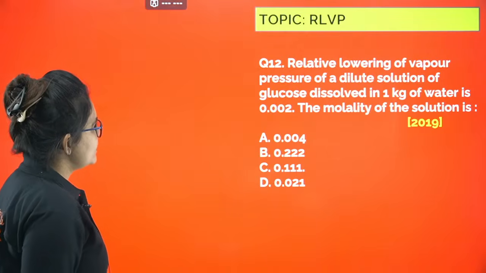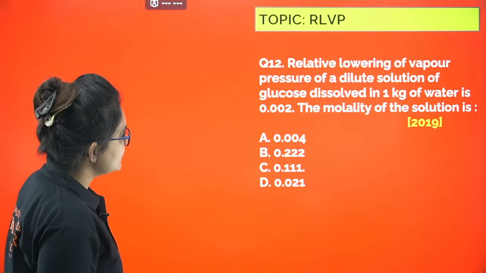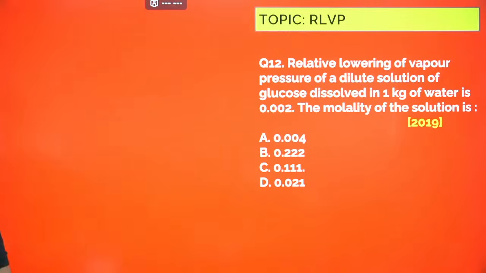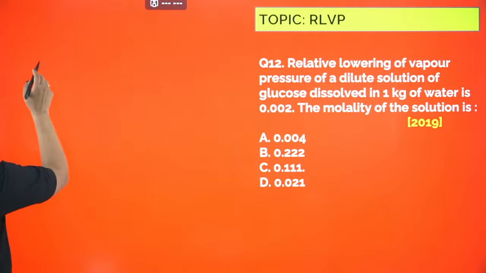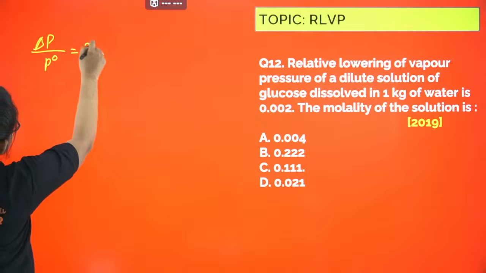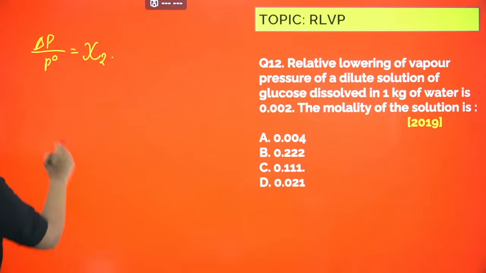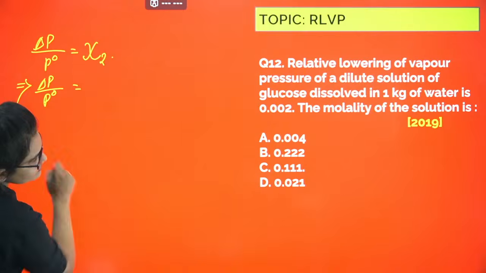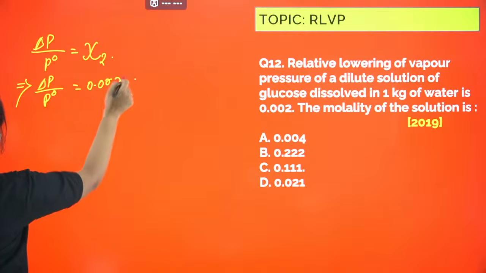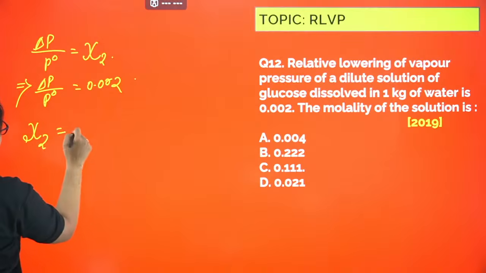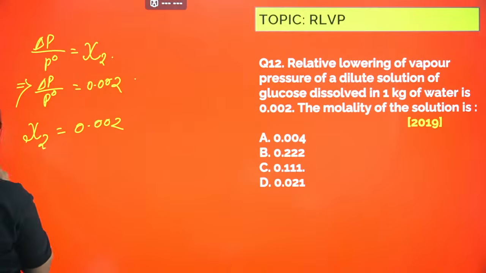The relative lowering of vapor pressure of a dilute solution of glucose dissolved in 1 kg of water is given. You have to find out the molality of the solution. Okay, let's do it. Here you can see relative lowering can be represented by delta P by P naught, that is nothing but the mole fraction of solute, right? Delta P by P naught is given as 0.002, so the mole fraction of solute is 0.002.